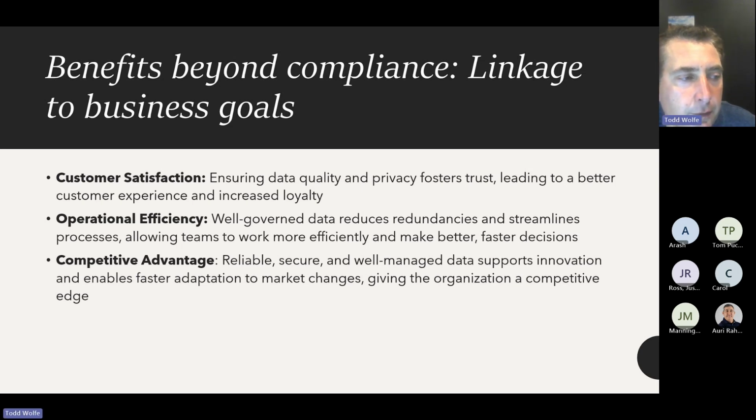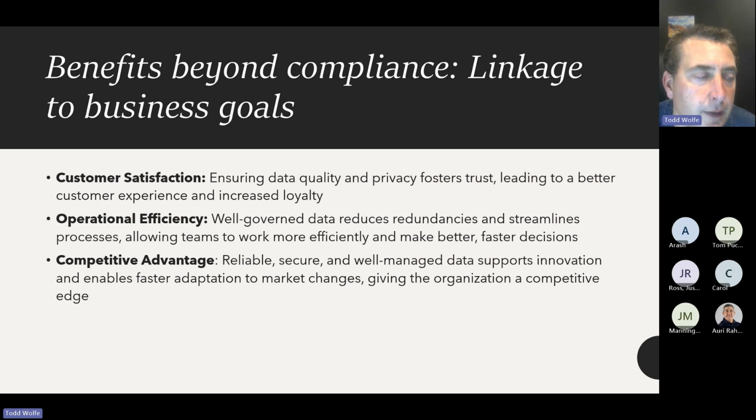It also can give a competitive advantage. Having reliable, secure, and well-managed data supports innovation and enables faster adaptation to market changes, giving organizations a competitive edge. You mentioned AI a little bit earlier, potentially as a topic for your next month's developer meetup. If you look at AI projects over the last couple of years, look at many of the reasons for failure, and the research is showing us that it is because of not having good data governance processes and controls in place around the data that's needed to be AI enabled.